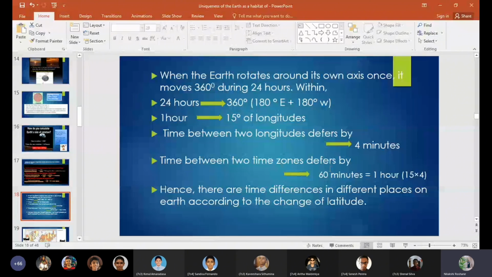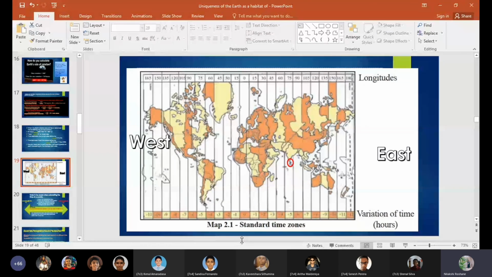Here there is a map, 2.1, standard time zones. In this map you can find the longitudes and the variation of time. This part we call the Eastern Hemisphere, and North America and South America are located in the Western Hemisphere. Where is Sri Lanka located? What is the time zone of Sri Lanka? UTC plus 5 hours and 30 minutes. Yes, 5 hours and 30 minutes.